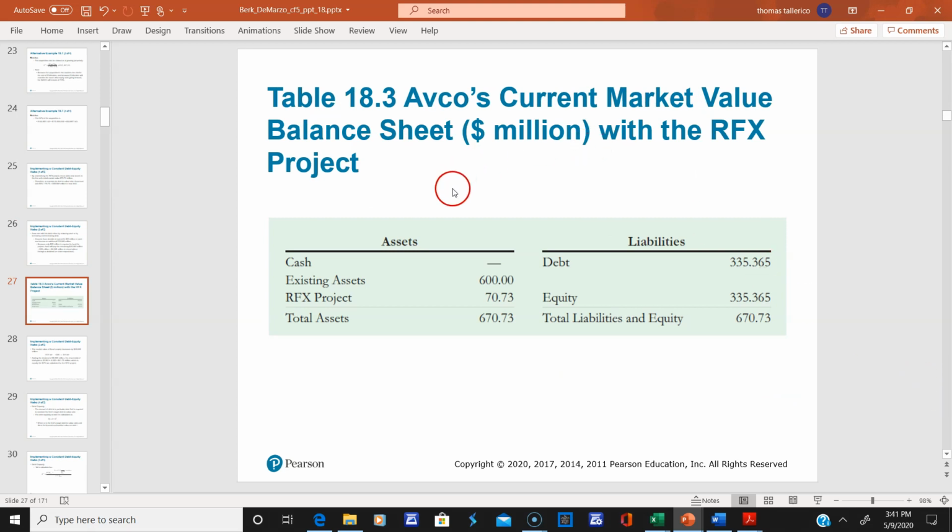So this is what the balance sheet looks like afterwards. The cash is gone. Here's the existing assets, right? Here's the RFX project. So now the total assets are $670.73 million. Of which 335, again, it's 50-50, is debt, and an equal amount is equity. So this has got to be equal, right? This has got to be equal. It's a balance sheet.